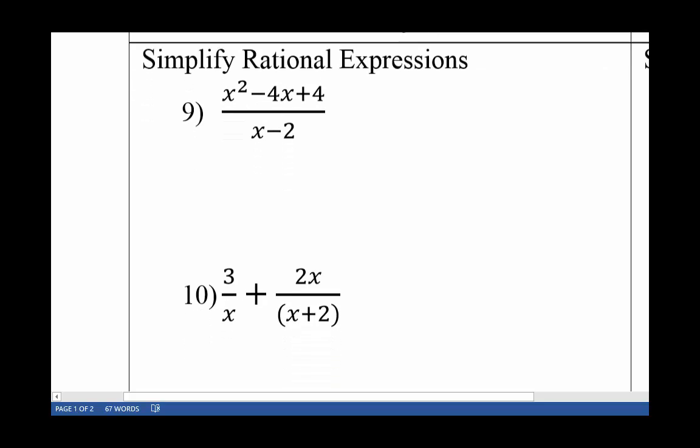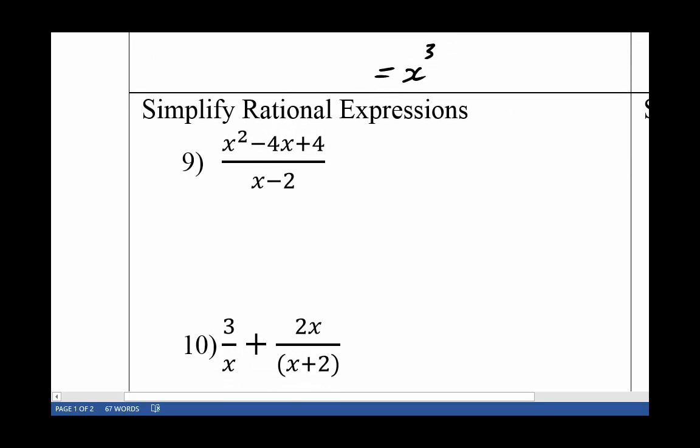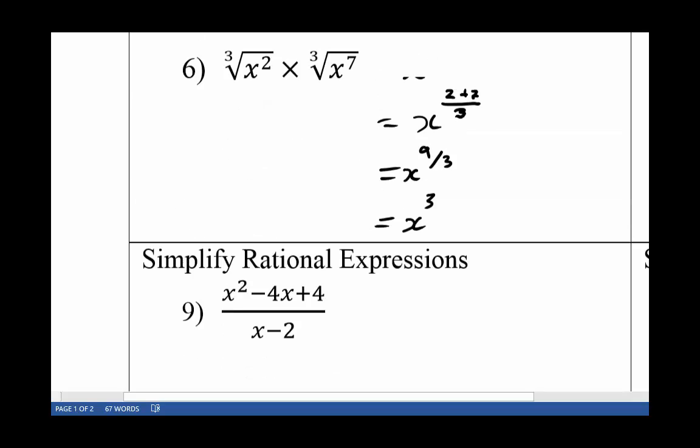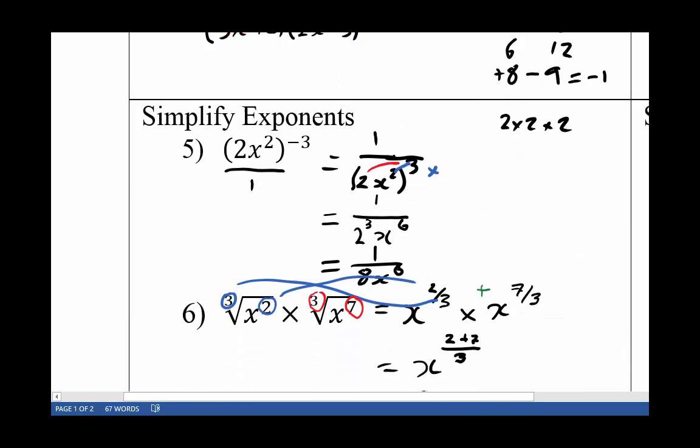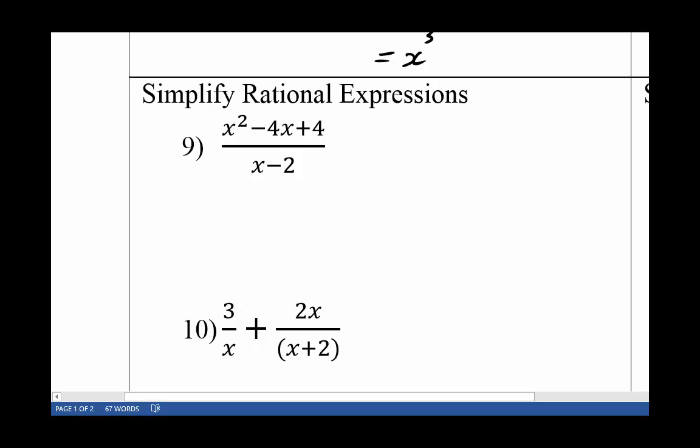Simplify rational expressions. This one here will involve simple factorising to start with. When I say simple factorising, as opposed to this up here, that's hard factorising because it's got a 6 in front of it. Simple factorising only has an x squared. It doesn't have a number in front of it. So when it is a simple factorise, I need to find two numbers that add to this and multiply to that. Okay, so I'm going to factorise that top part for a start.